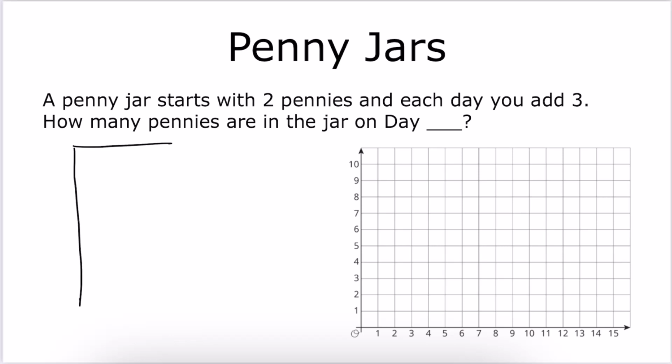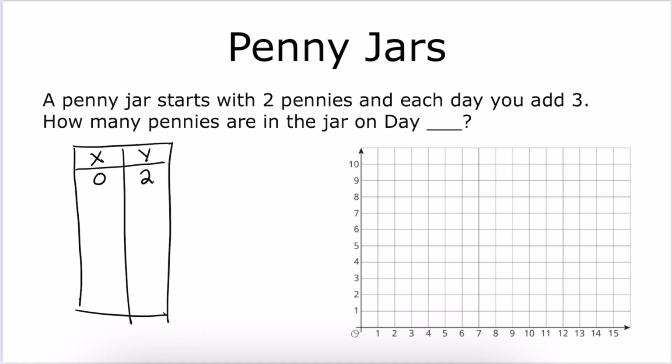So we could have one column for our input, which is usually represented on the x-axis, and one column for our output, which is usually represented on the y-axis. And we can say on day 0, we have 2 pennies because that's our starting amount. Then on day 1, we have 5 pennies because we added 3 pennies from day 0. And the next day, we'll add another 3 pennies, which gives us 8 pennies on day 2.